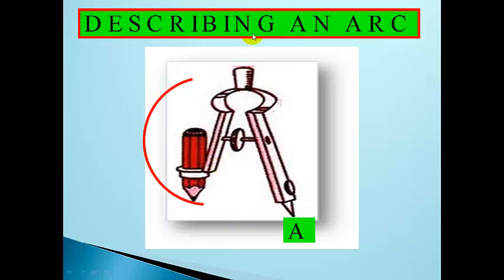Now, when it comes to describing the arc, you stand with the point A of the compass at the point around which you want to describe your arc or draw your circle, while the end with the pencil describes the arc as shown.